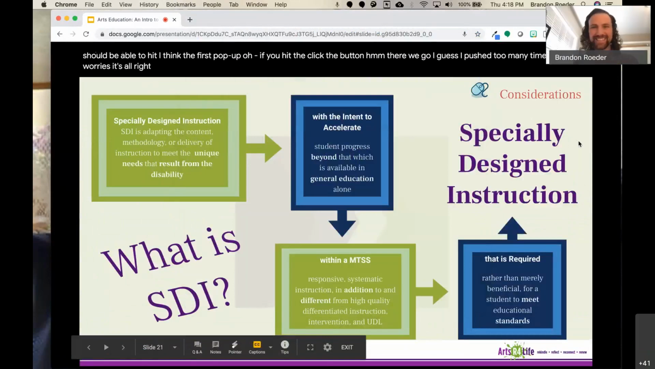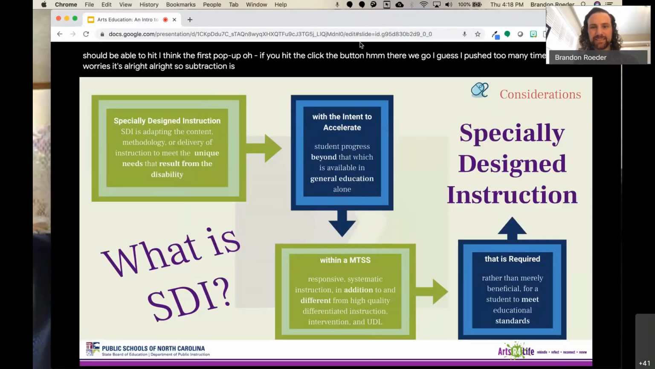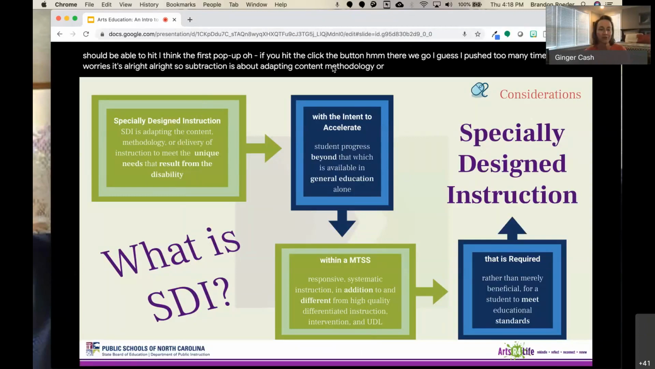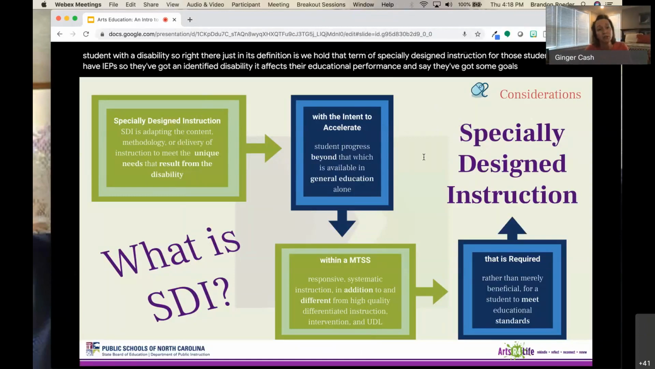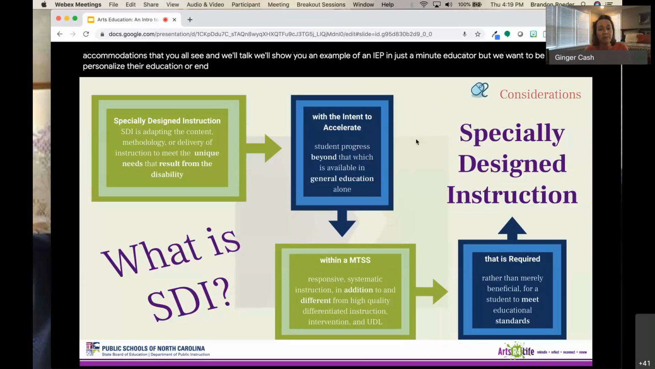All right. So specially designed instruction is about adapting content, methodology, or the delivery, and it's really around the unique needs of a student with a disability. So right there, just in its definition, we hold that term of specially designed instruction for those students who have IEPs. So they've got an identified disability. It affects their educational performance. And so they've got some goals, maybe some accommodations that you all see. And we'll show you an example of an IEP in just a minute and what that means to you as an arts educator. But we want to be able to personalize their education or individualize their education by doing that, adapting the content, methodology, or the delivery.